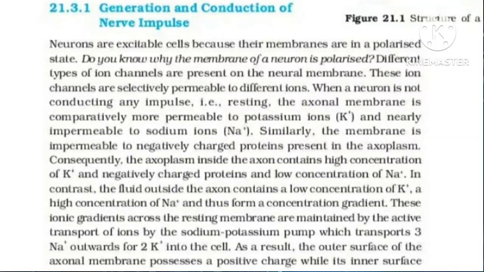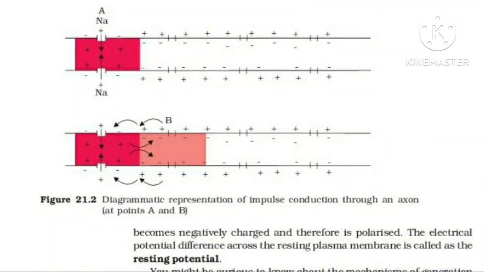These ionic gradients across the resting membrane are maintained by active transport of ions by the sodium-potassium pump, which transports 3 Na+ outwards for 2 K+ into the cell. As a result, the outer surface of the axonal membrane possesses a positive charge while its inner surface becomes negatively charged and therefore is polarized. The electrical potential difference across the resting plasma membrane is called the resting potential.